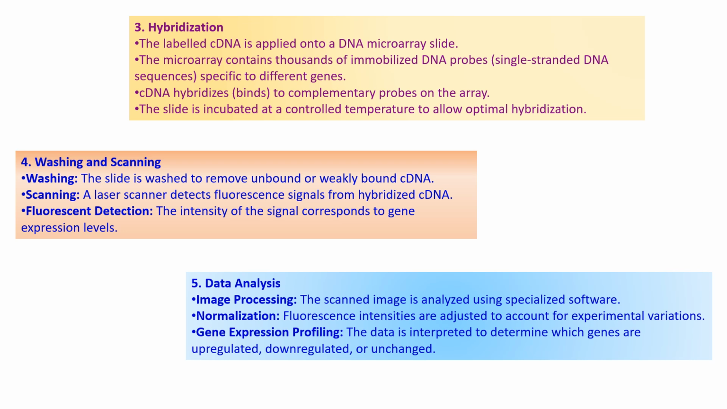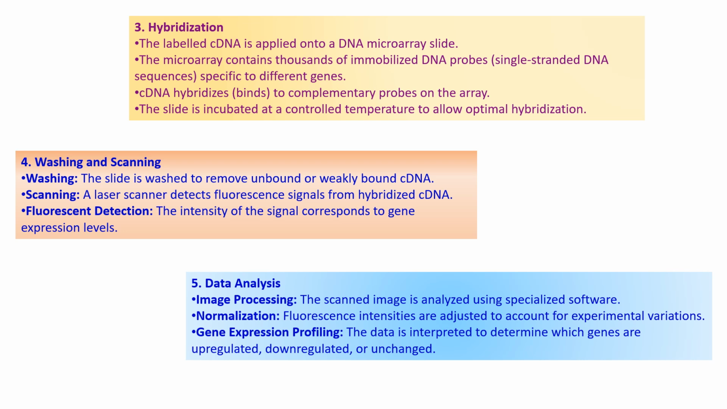Then the step is hybridization, wherein the labeled cDNA is applied onto a DNA microarray slide. The microarray contains thousands of immobilized DNA probes, which are single-stranded DNA sequences specific to different genes. cDNA hybridizes to complementary probes on the array slide. The slide is then incubated and optimal hybridization is encouraged at a controlled temperature.